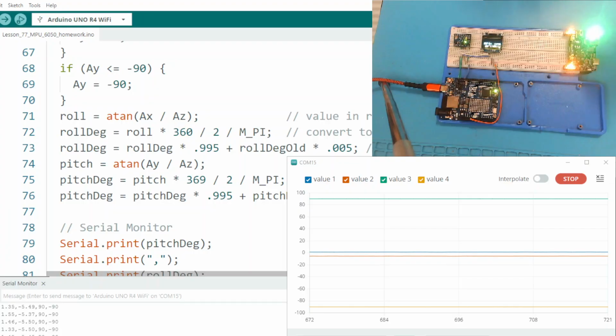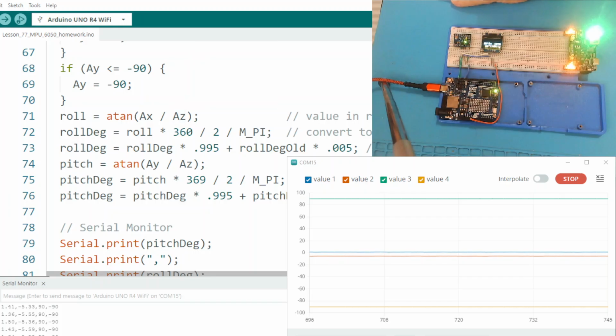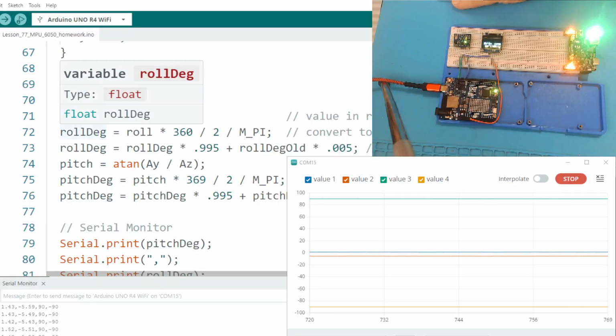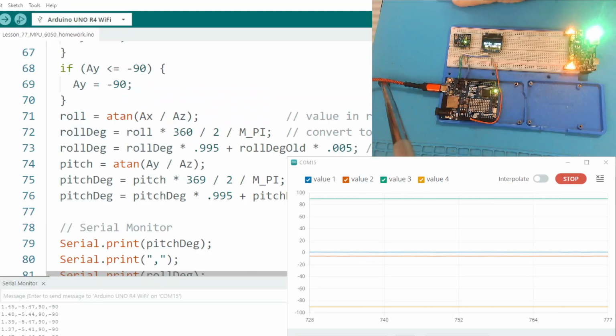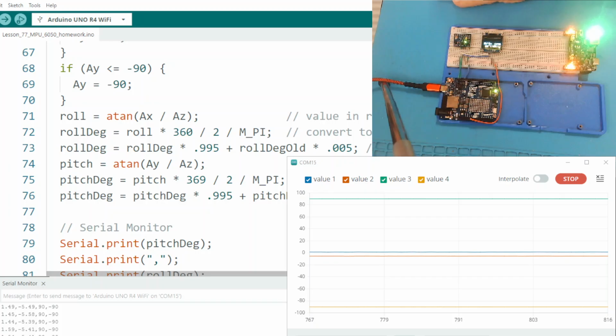Okay, now, what I did for the roll, I take the arc tangent of the AX over the AZ, which gives me the value of roll in radians, and then I convert roll to degrees using this formula here, 360 divided by 2 divided by M_PI. It took me a little while to figure out how to get pi with this Arduino. I finally found it. That's M_PI, which works.